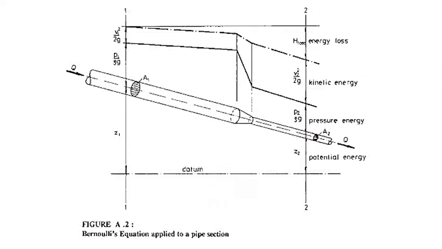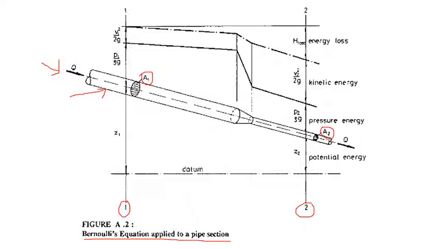This is a pictorial representation of Bernoulli's equation. Here you can see this is section 1 and this is section 2 of a pipeline. So this is the pipe. Bernoulli's equation is applied to a pipe section and you have two sections 1 and 2. The direction in which fluid is flowing is here. This section has an area of cross section A1 and this section has an area of cross section A2.